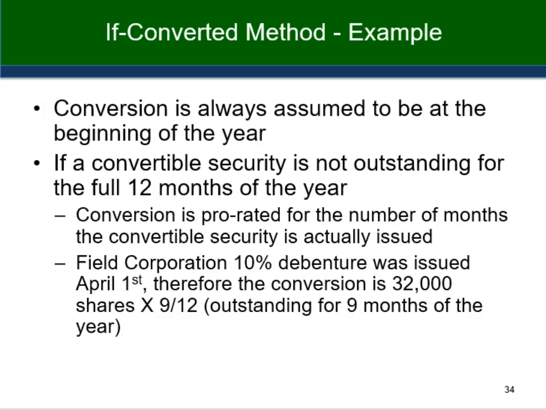And so the if-converted method always assumes conversion at the beginning of the year, unless they're issued during the year. If a convertible security is not issued and is not outstanding for the full 12 months of the year, we prorate the conversion and prorate the amount of income.